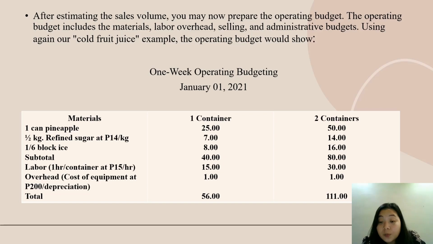15 pesos per hour. Overhead cost of equipment at 200 over depreciation. So total for 1 container is 50 pesos, and for the 2 containers that can be produced, it is 111 pesos. So that is the total cost.